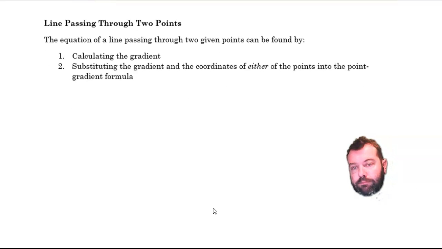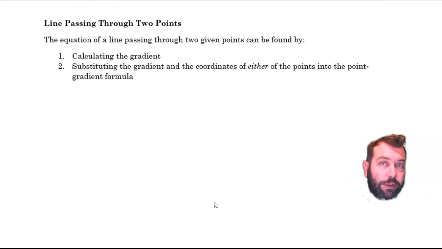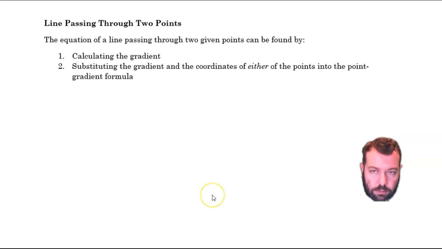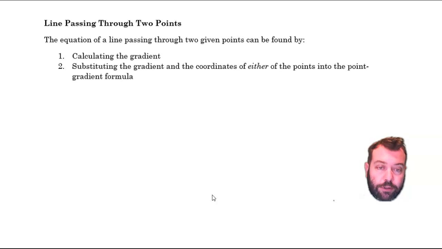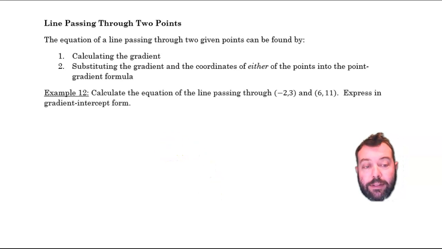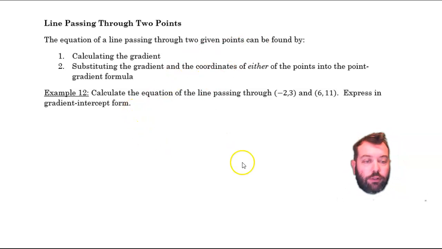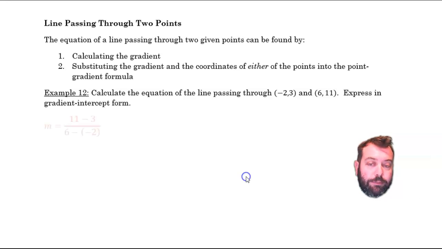Next up, perhaps I have 2 points and I want to know the equation of the line that passes through those. Well, we'll need to find the gradient first, and then I can use either of those 2 points to substitute into my point gradient formula. So what do you know? Here's another example. I want the equation of a line passing through these 2 points, and this time I want the equation expressed in gradient intercept form. That's y equals mx plus b.